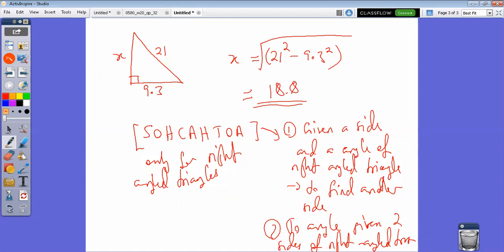To find, okay, that's a mistake. To find an angle given two sides. So to find an angle given two sides of a right angle triangle. Is that clear? So what it means here, we'll look at this later.